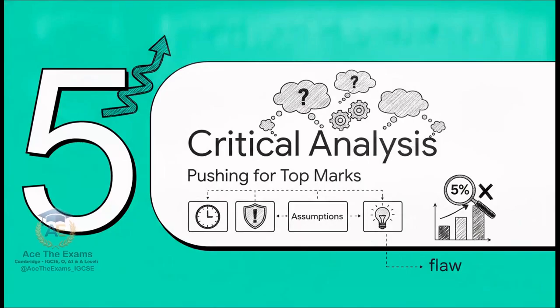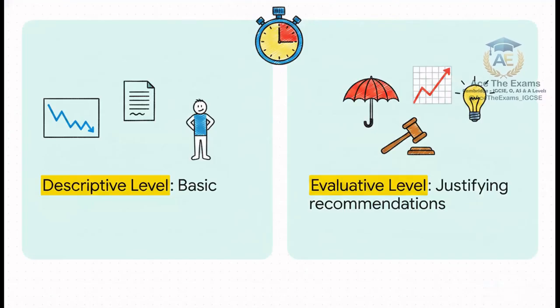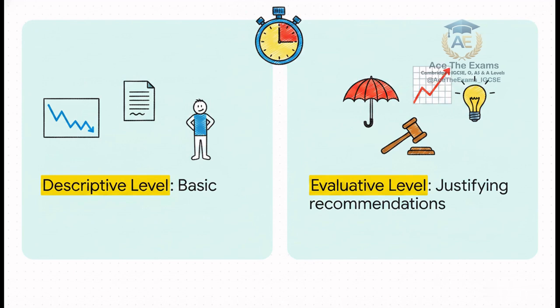Let's push into Section 5, Mastering Critical Analysis. This is where we secure those top-tier marks. This slide brilliantly illustrates the leap you absolutely must make. You have to move from the left side, the descriptive level, to the right side, the evaluative level. Let's do challenge 3 of our workshop, speed writing.